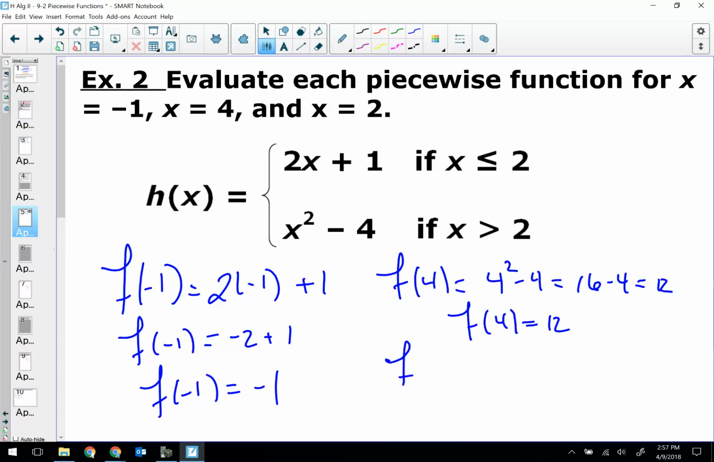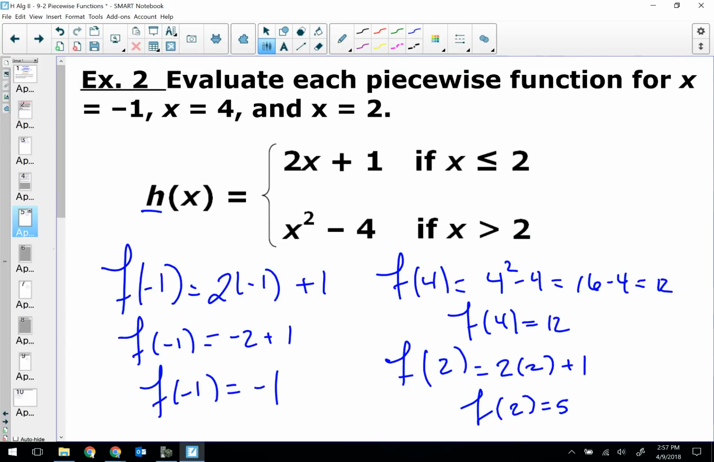Oh, I'm using f, but this really should be h, so don't mind me there. So in the last one, f of 2. Looking at 2, it looks like it might follow both those rules, but look, here's my "or equal to." So I use the 2x plus 1 rule. 2 times 2 plus 1. F of 2 is 5. There's my answer. Excuse all the coughing.